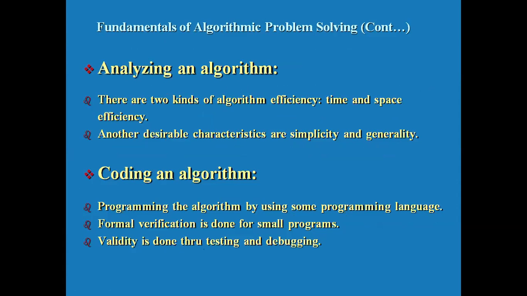To analyze an algorithm, there are two kinds of algorithmic efficiency. One is time efficiency, another one is space efficiency. Time efficiency means the execution time. Space efficiency tells the amount of memory that it takes for storing, processing, and producing the result of an algorithm. Another desirable characteristic is simplicity and generality.